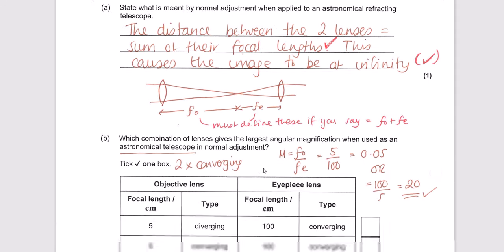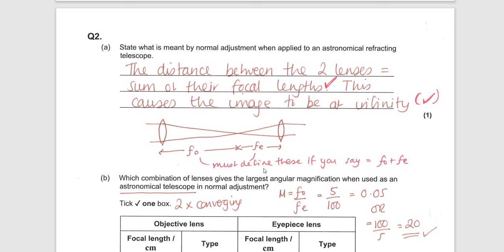Okay, moving on to question 2, our telescope question. State what is meant by the normal adjustment when applied to an astronomical refracting telescope. That is a telescope with 2 glass lenses, as beautifully drawn as a diagram here. The main answer on the mark scheme is this one here: the arrangement that causes the final image to be at infinity. The way I think about it, the easier definition, is when you have these 2 lenses so that their 2 focal lengths line up to give a focus here.